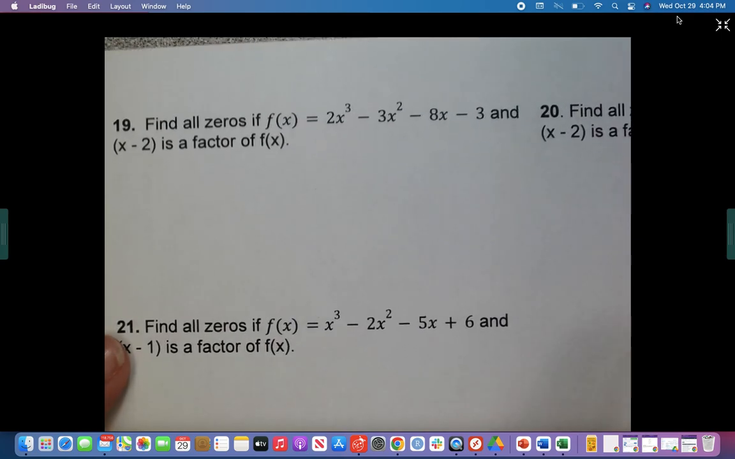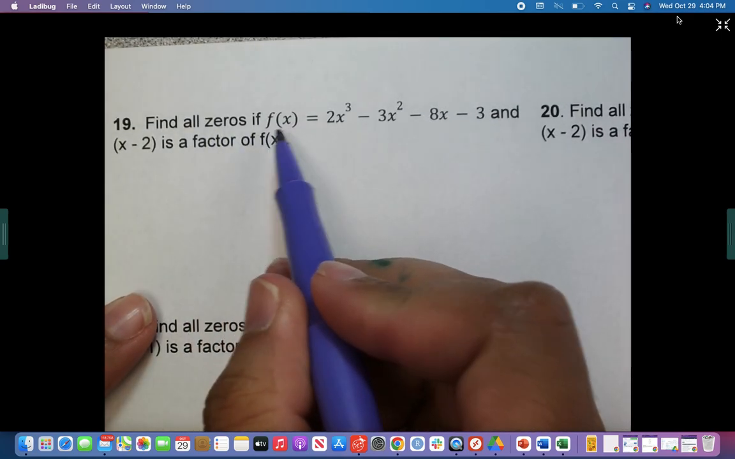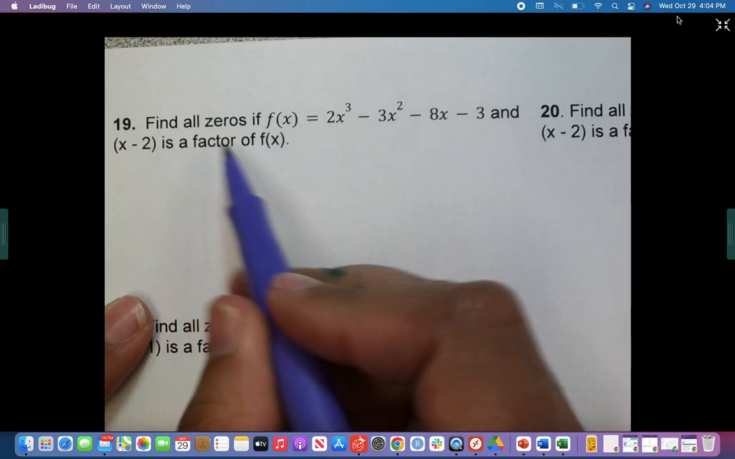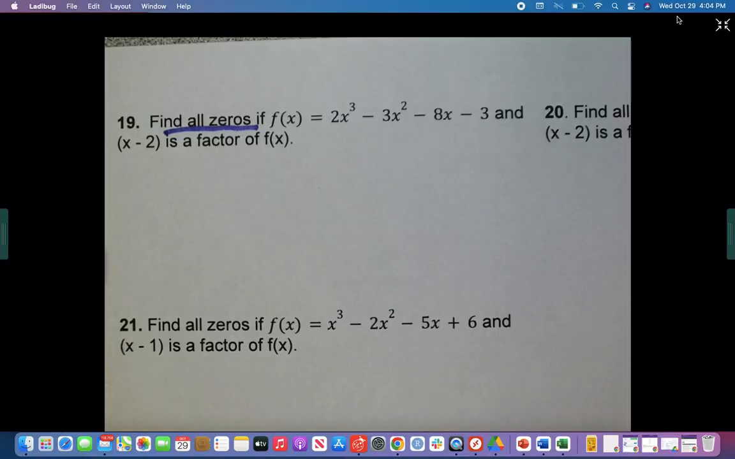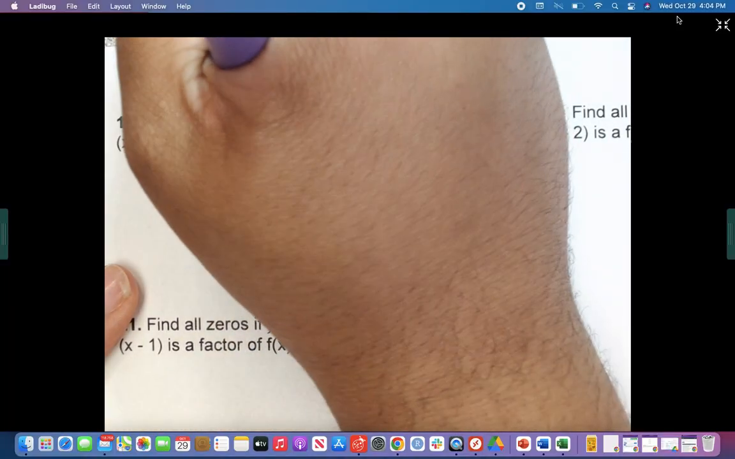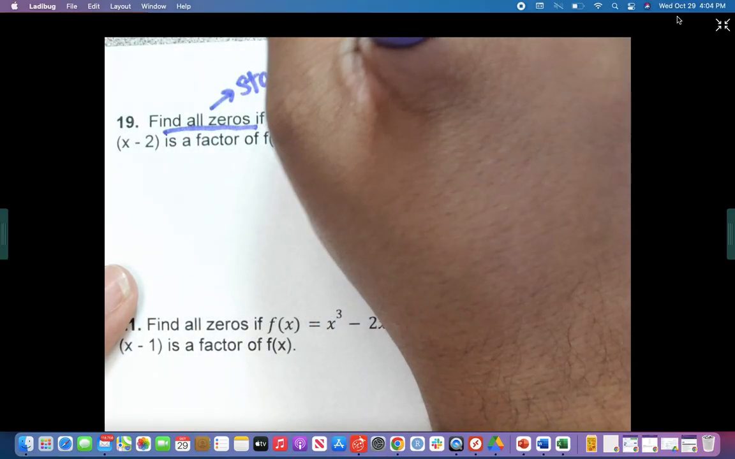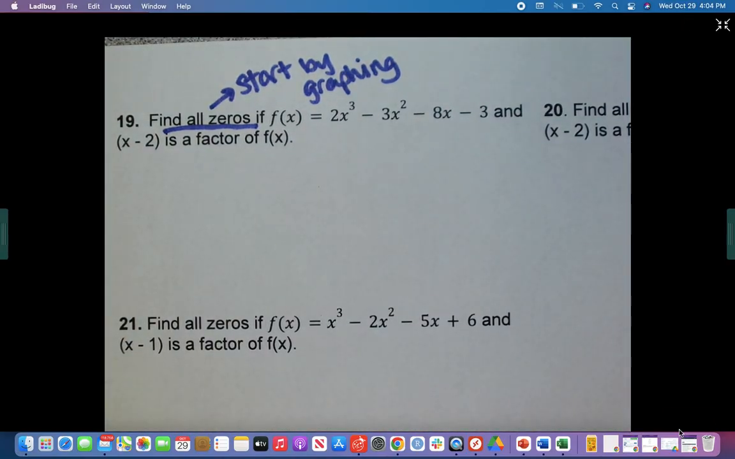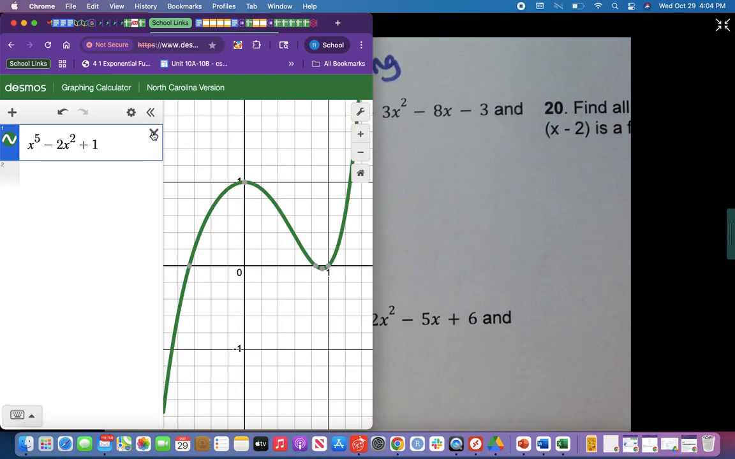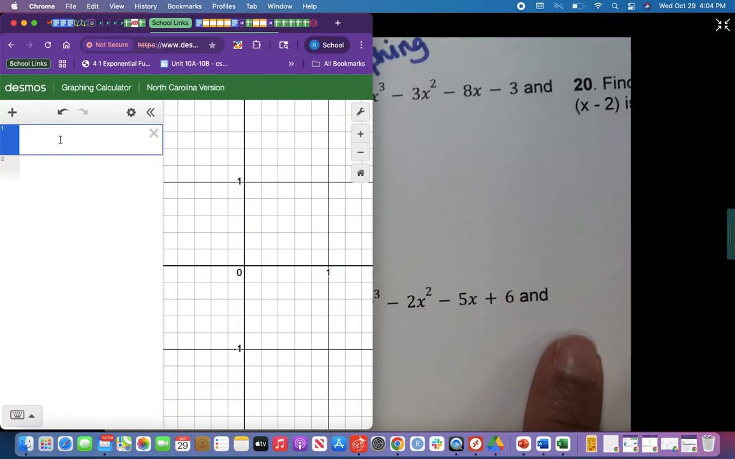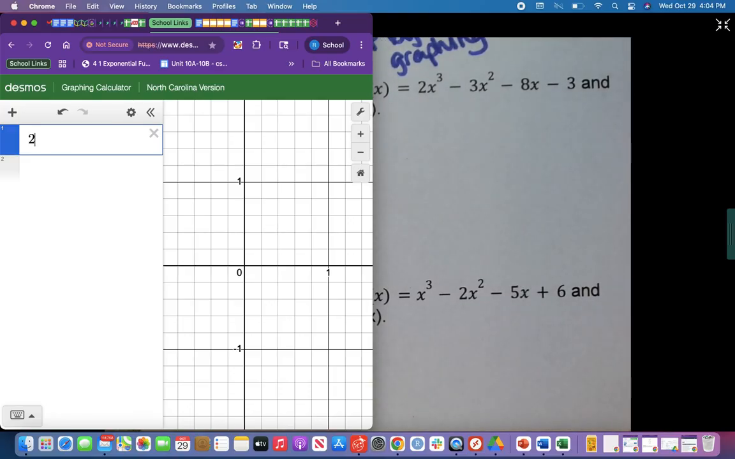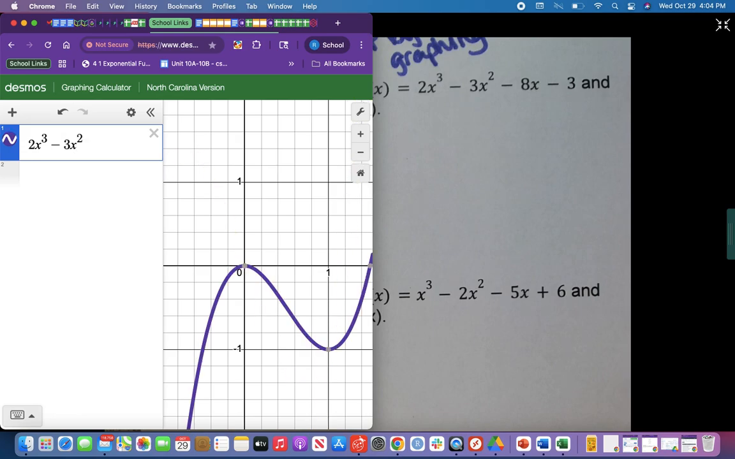All right, 19. Find all zeros if f of x equals this and x minus 2 is a factor. So we want to find all the zeros. Remember, you should always start by graphing. So we're going to graph this and see if we can see all of our solutions. Hopefully we can, but if not, then we're going to have to do synthetic division and solve by either the square root method or quadratic formula. Minus 3x squared minus 8x minus 3.